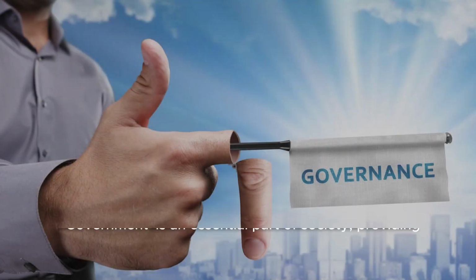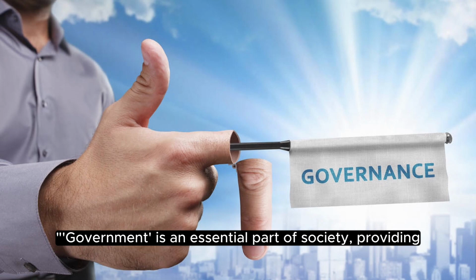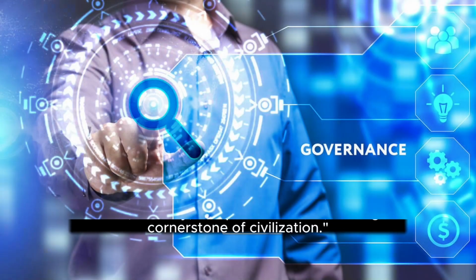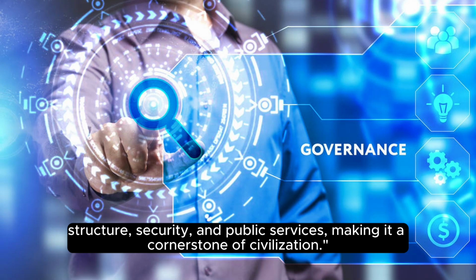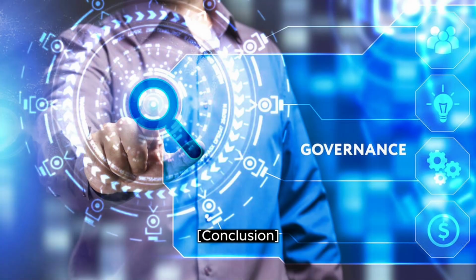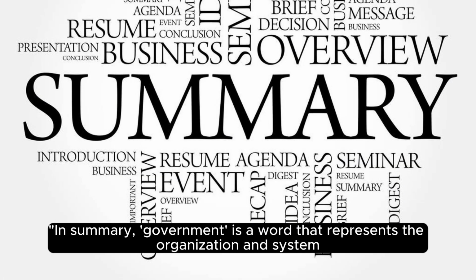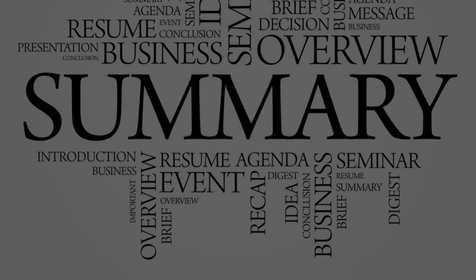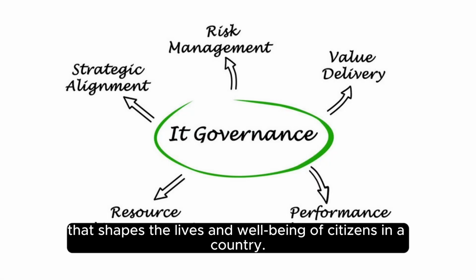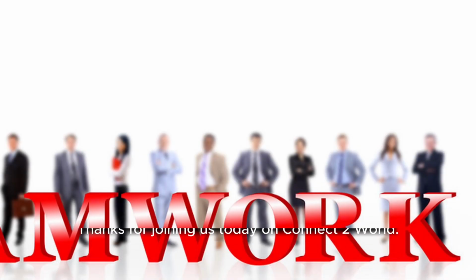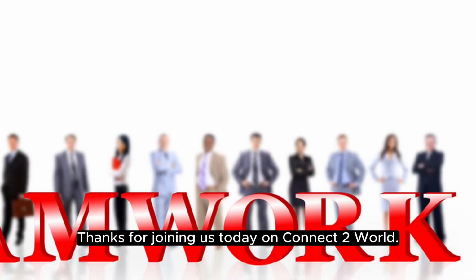Importance. Government is an essential part of society, providing structure, security, and public services, making it a cornerstone of civilization. Conclusion. In summary, government is a word that represents the organization and system that shapes the lives and well-being of citizens in a country.